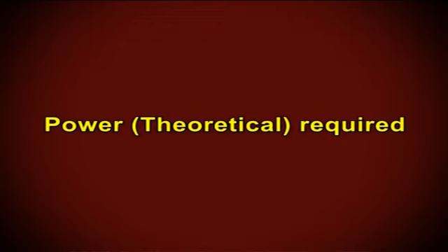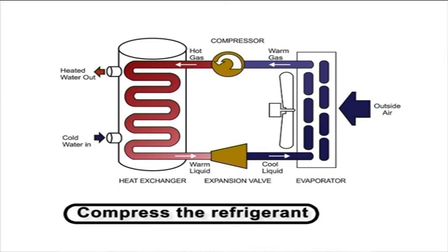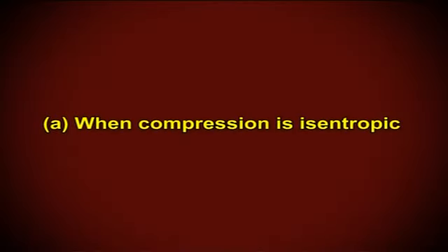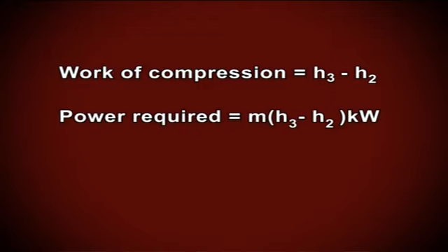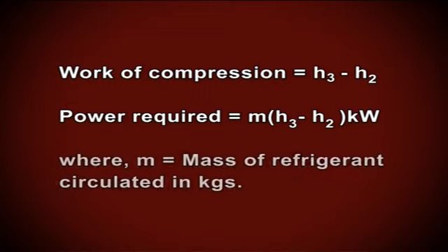Theoretical power required. Theoretical power per ton of refrigeration is the power theoretically required to compress the refrigerant. Here, volumetric and mechanical efficiencies are not taken into consideration. The power required may be calculated as follows. A. When compression is isentropic, work of compression equals h3 - h2. Power required equals m × (h3 - h2) kW, where m equals mass of refrigerant circulated in kg/s.